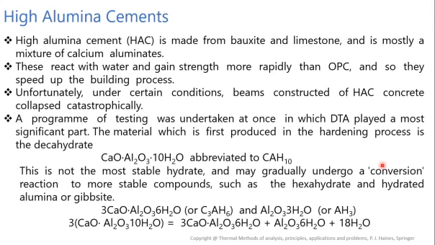The material which is first produced in the hardening process is calcium aluminate decahydrate, abbreviated as CaH10. This is not the most stable hydrate and may gradually undergo a conversion reaction to more stable compounds such as the hexahydrate and hydrated alumina, or gibbsite.